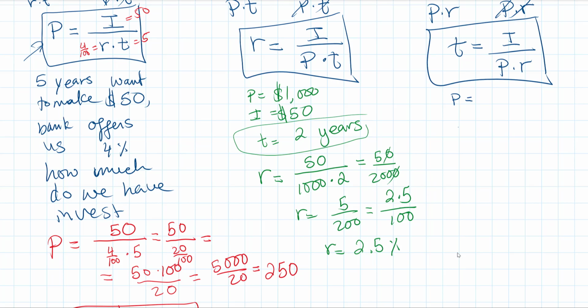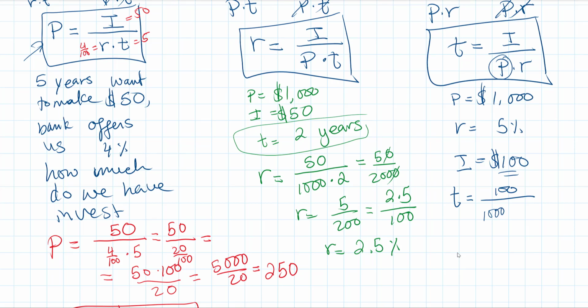So let's say again that we are investing $1,000. And let's say that the bank is willing to offer us a rate of 5%, and that we want to make at least $100. So the interest that we want to make is at least $100. How long do we have to wait? Well, let's just substitute the values for the variables. So the time is equal to, again, our interest here is just $100. That's 100. We have $1,000 to invest, so we put that for our P. And the rate we're getting is 5%, which is just 5 divided by 100.